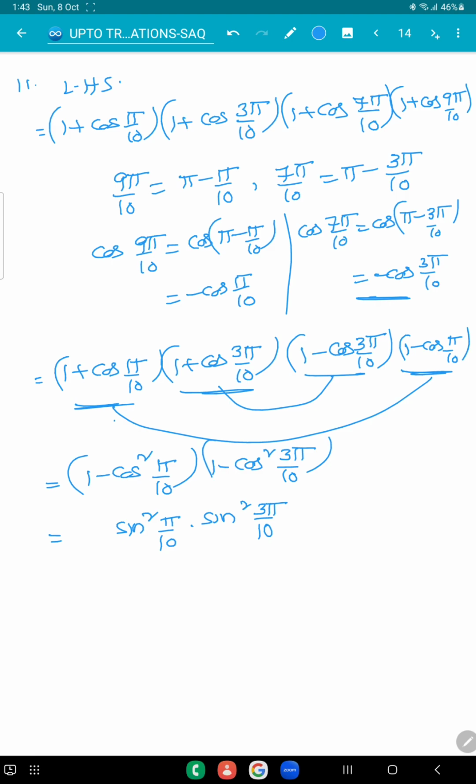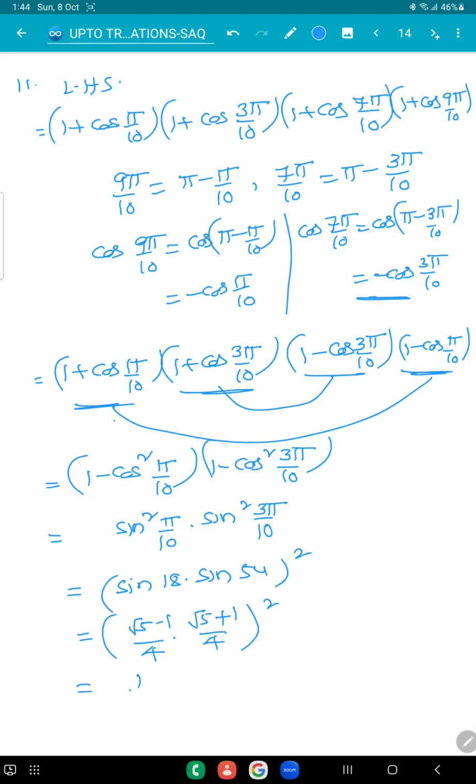What is the value of sine square pi by 10? Pi by 10 is 18 degrees, right? So sine 18 into sine 54, whole square. What is sine 18? Root 5 minus 1 by 4. Sine 54 is cos 36, root 5 plus 1 by 4, whole square. That is equal to 1 by 4 whole square. A plus b into a minus b becomes 4, 4 cancels. That is equal to 1 by 16, which is the right hand side.